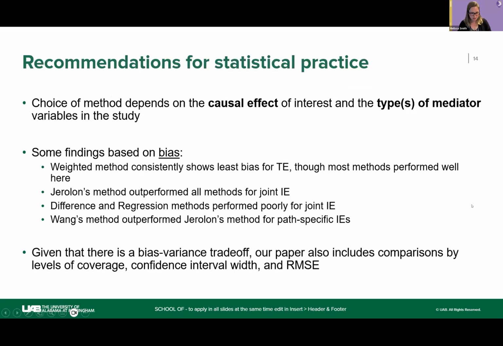In terms of recommendations for statistical practice, I just put some of our findings based on bias that you can read here. We have a full set of recommendations in our paper, but really given that there's a bias variance trade-off, if you're interested in using our paper, we'd encourage you to also look at the coverage, confidence interval width, and root mean squared error, as bias only shows one picture here.